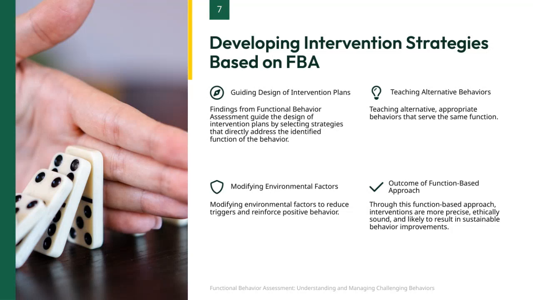When we develop intervention strategies based on a functional behavior assessment, the first step is to use the findings to guide the entire design of the intervention plan. This means selecting strategies that directly target the specific function or purpose that the behavior serves for the individual. Next, we focus on teaching alternative behaviors that are appropriate and fulfill the same need as the challenging behavior. This helps the individual meet their needs in a more acceptable way.